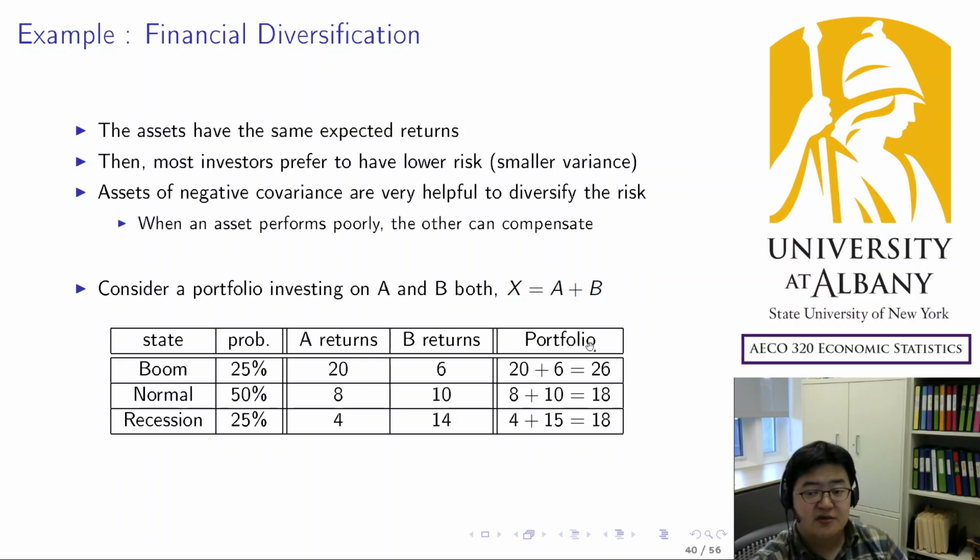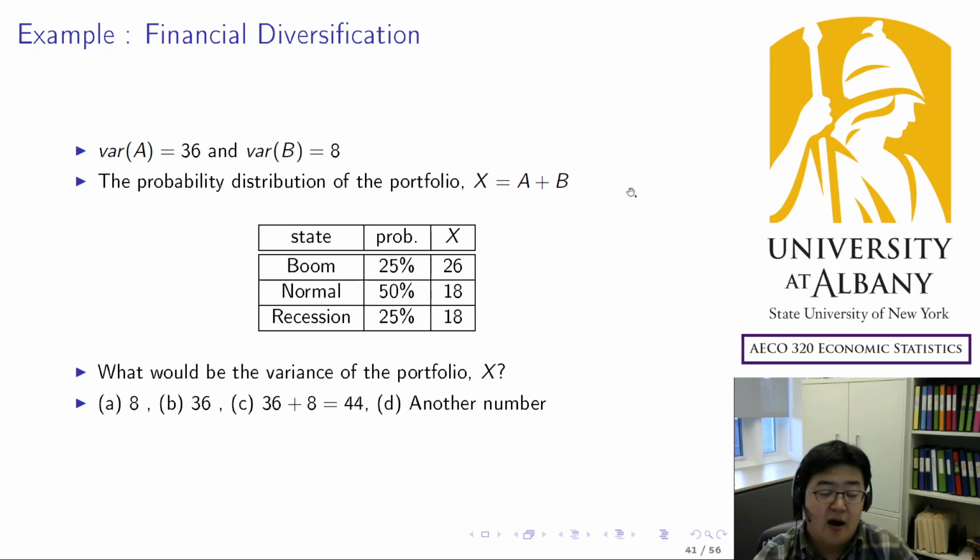And now let's calculate the variance of this portfolio. Before calculating that, it's your turn. The variance of A was 36 and the variance of B was 8. So the variance of A is larger because it's more risky. And now you invest in both. So without calculus, without any algebra, try to guess what would be the variance of the portfolio X, defined as the sum of A and B.